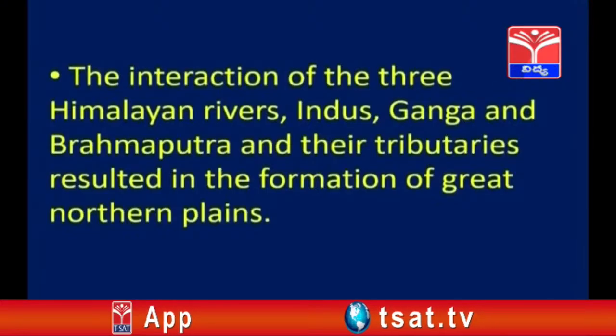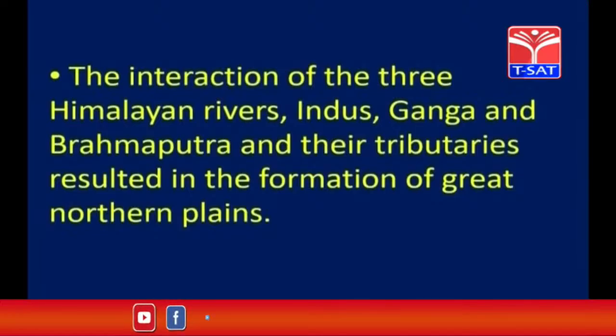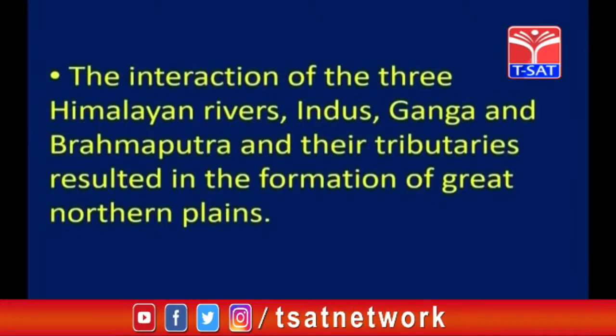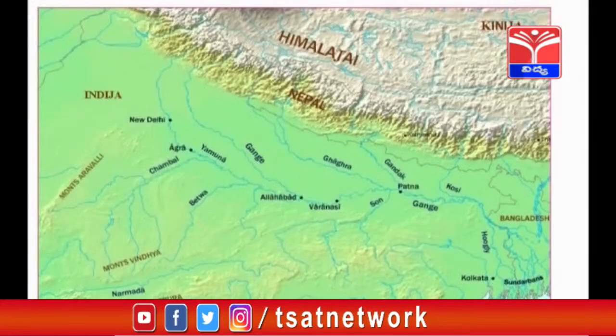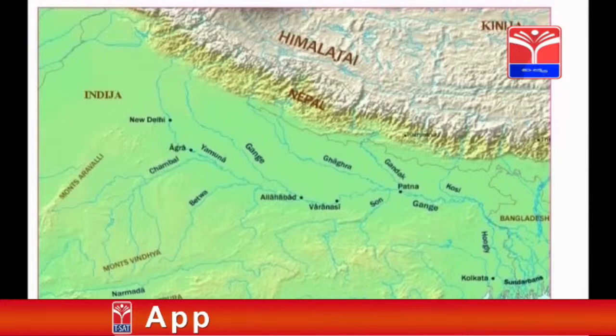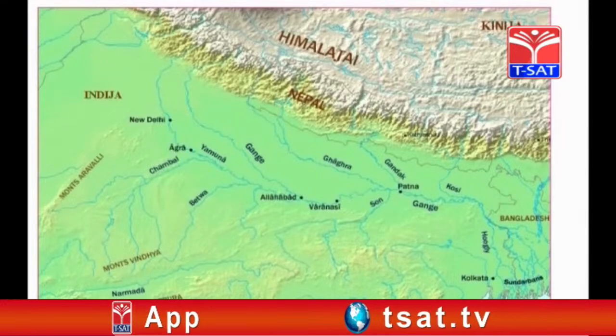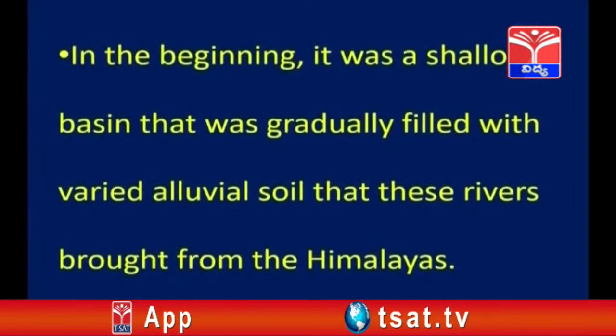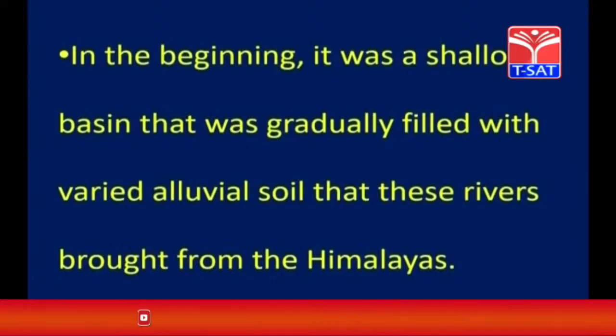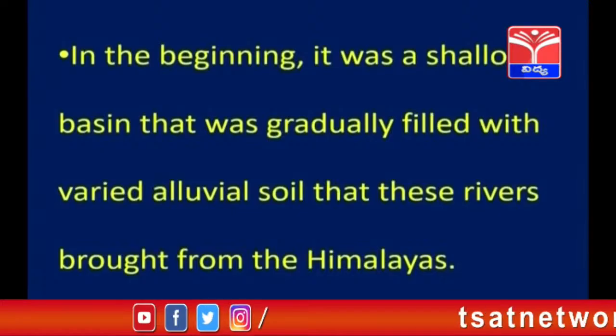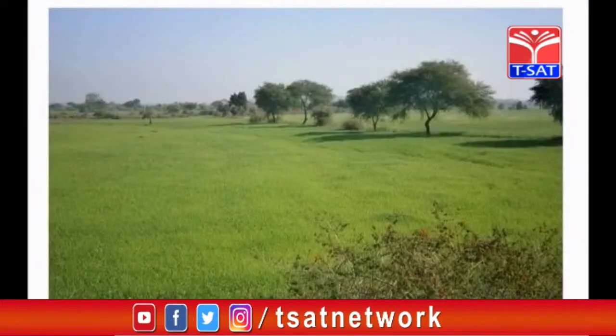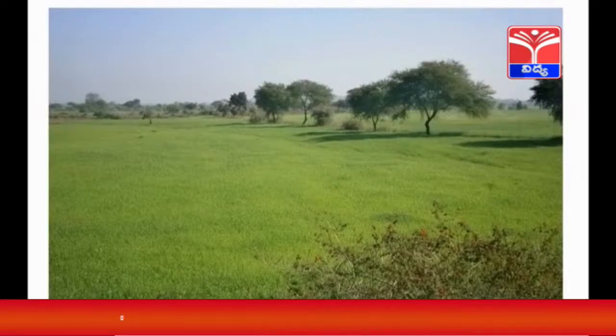The interaction of the three Himalayan rivers, that is Indus, Ganga and Brahmaputra and their tributaries, resulted in the formation of the great northern plains. This is the picture of the great plains which support very good agriculture. In the beginning it was a shallow basin that was gradually filled with varied alluvial soil brought by these Himalayan rivers. This is what the agricultural land belongs to in that region.